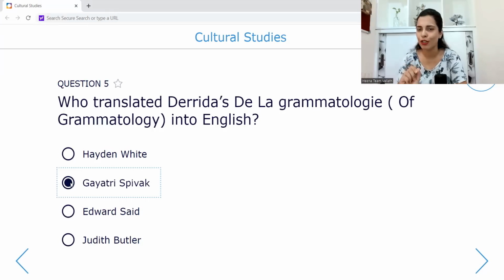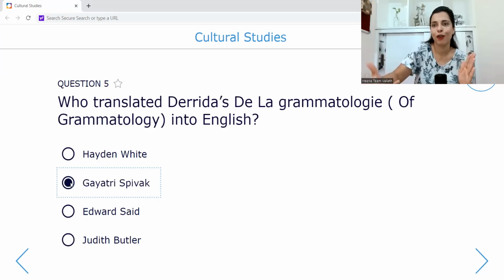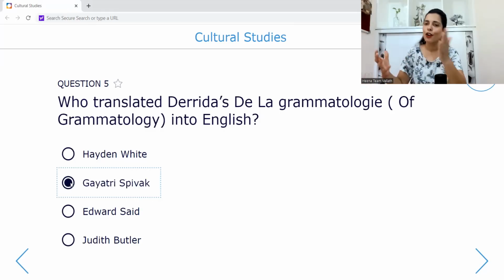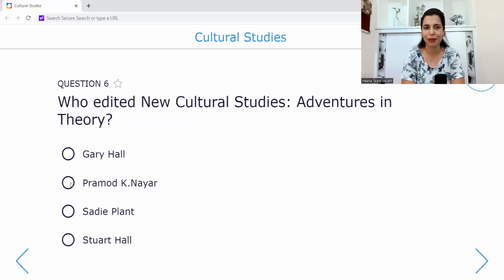Well, Of Grammatology, or De la Grammatologie, was published in French in the year 1967. But it was published in English after 9 years, in the year 1976. And it was translated by Gayatri Spivak. And Of Grammatology is a book which talks of semiotics. Okay, it's a semiotic book, Of Grammatology by Jacques Derrida, published in French in 1967, in English 1976, translated by Gayatri Chakravarti Spivak.